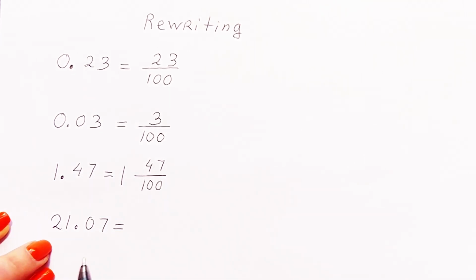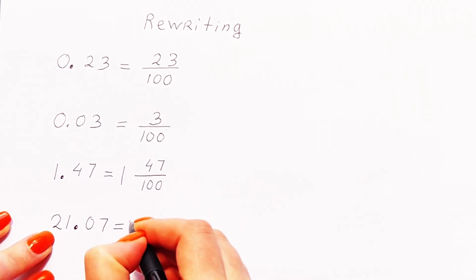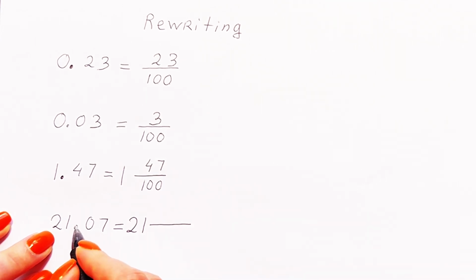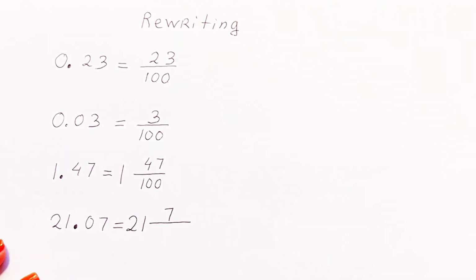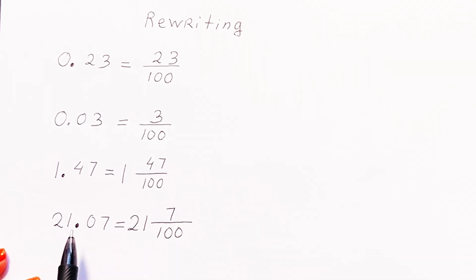Again, the same way, it's going to be a mixed number because I have a whole number, 21, and the numerator is going to be what is after the decimal point. What do I have? I have 7. It's going to be the numerator, and the denominator is going to be 100 because I have 2 digits, 2 zeros. 21 and 7 over 100. 21 and 7 hundredths.